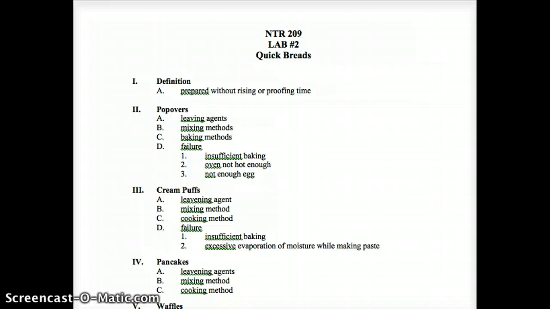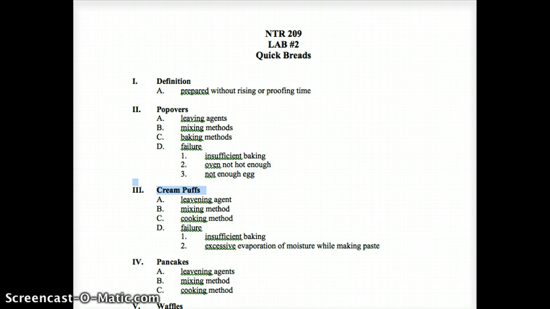Here's for quick breads. This is definitely going to be more than likely. This is a very good outline of quick breads. Definition is basically it's prepared without rising or proofing time. This is in comparison to doughs or batters like we looked at above. We have popovers. Kind of know a pretty good idea of that. Cream puffs, it's all about the same. There is a difference between popovers and cream puffs. You definitely need to know that.